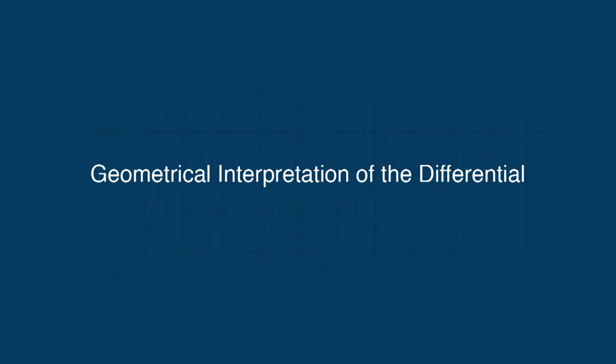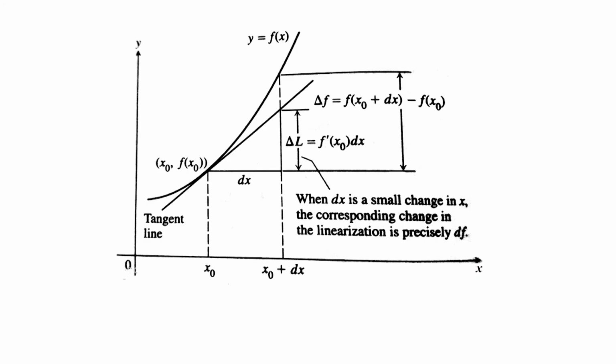We now discuss the geometrical interpretation of the differential. Let f of x be differentiable at x is equal to x naught. We are going to see the method to predict how much the value of f of x naught will change if we move to a nearby point x naught plus dx.